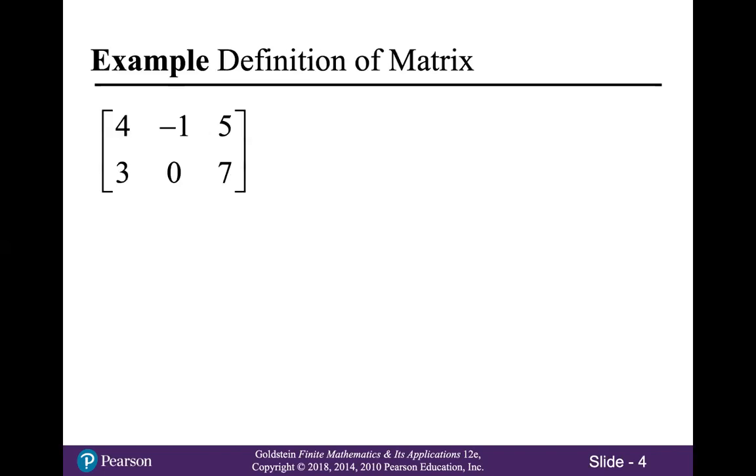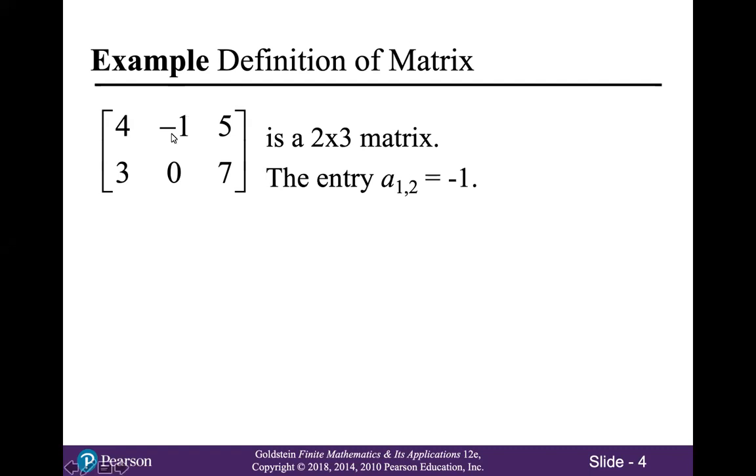So for example, here you see a 2 by 3 matrix. It has 2 rows and 3 columns. The entry a sub 1, 2 is the entry in the first row, second column, which is -1, this -1 here. The entry a sub 2, 3 is in the second row, third column. That would be this 7.